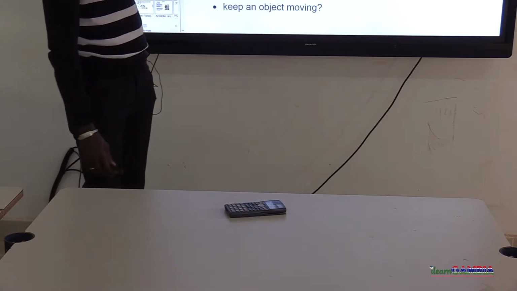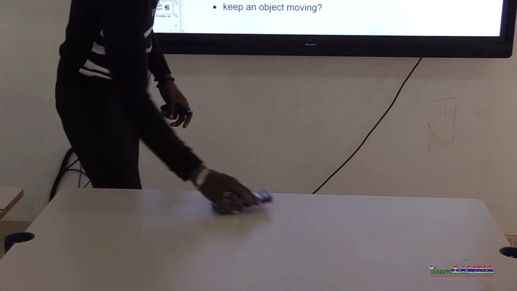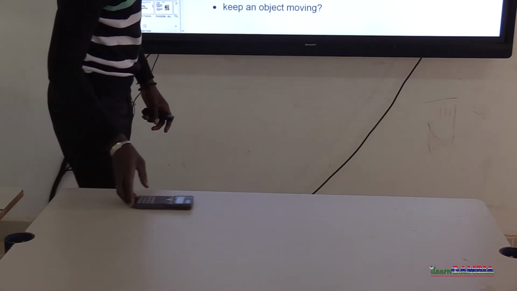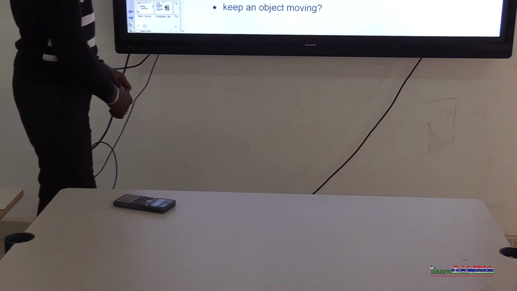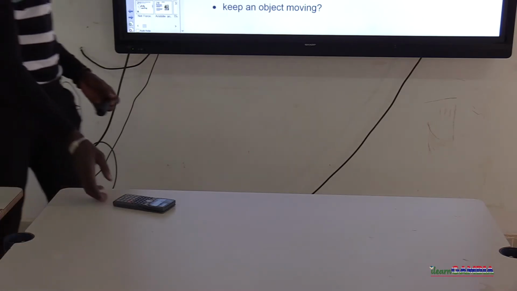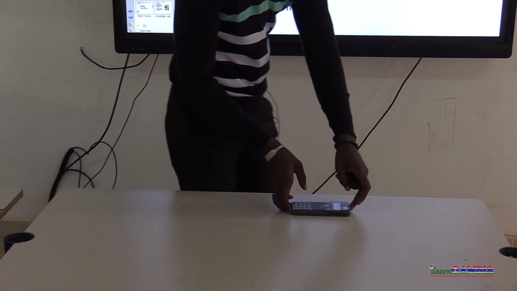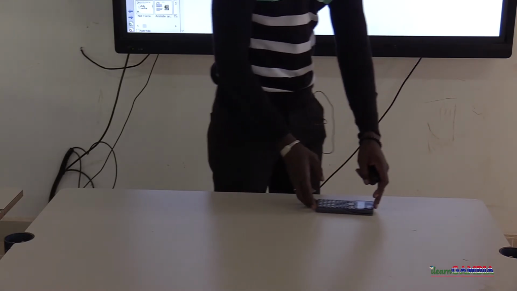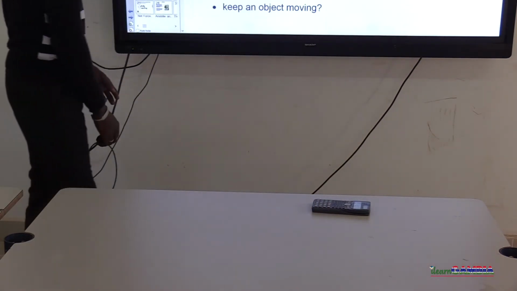Forces can also make moving objects speed up. If this object was moving at 2 meters per second, I can increase the force and the object will speed up. These are all effects of forces. Forces can make a moving object slow down. This object was moving. If I apply a certain force, the object can slow down. You see that? These are all effects of forces.